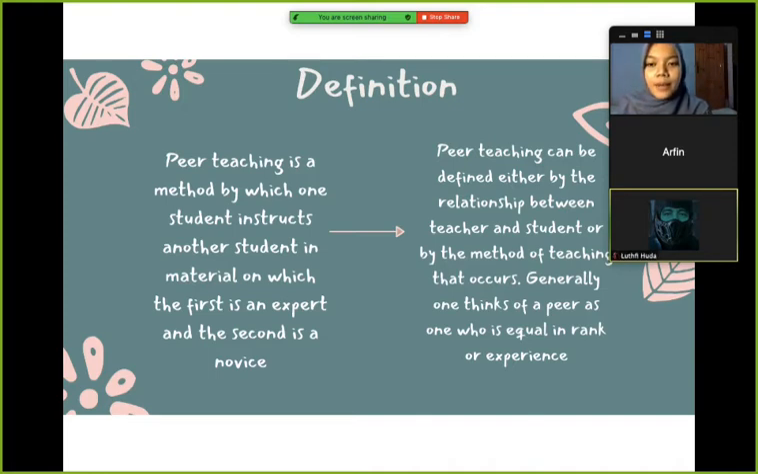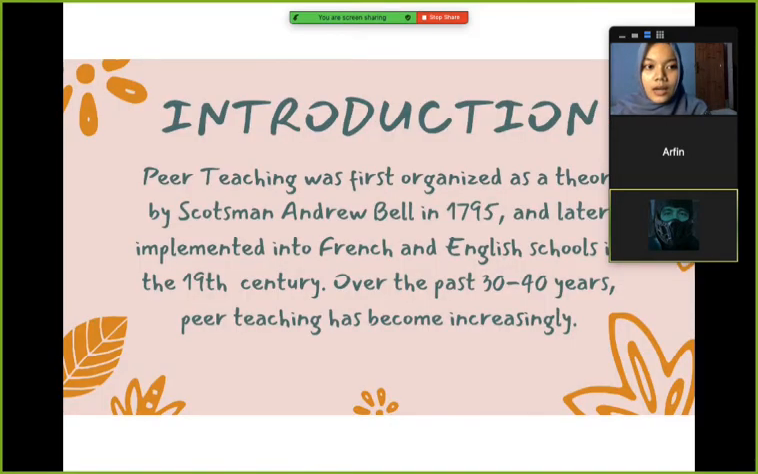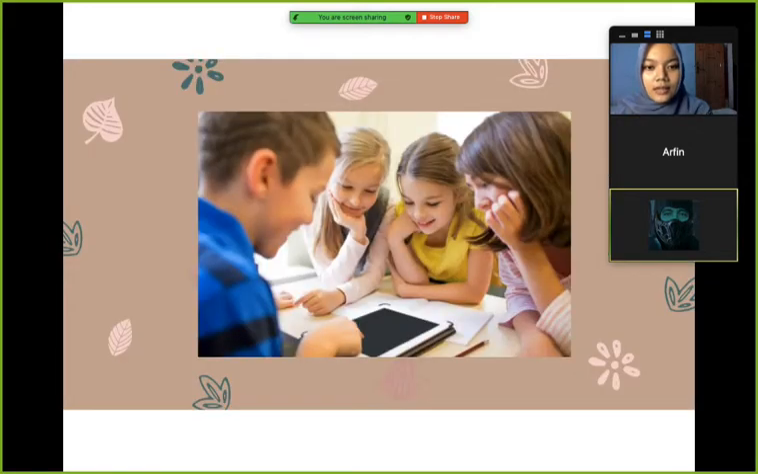The definitions about peer teaching. Peer teaching is a method by which one student instructs another student in material on which the first is an expert and the second is a novice. Before we studied the definitions, we have already seen the picture. There is a group teamwork with the first boy as a leader and the others, the girls, as novices. The boy as a leader has expert material to introduce to the others.